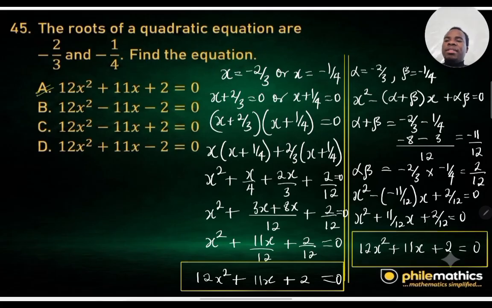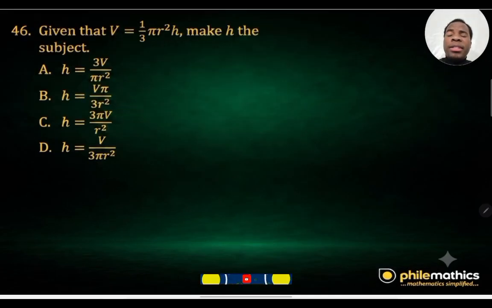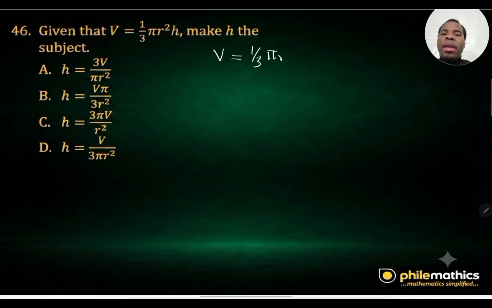That is still A. This is a question on subject of formula that says, given that V equals 1/3 pi r square h, make h the subject. What that means is, if V is 1/3 pi r square h, make h stand alone just the way V is standing alone. So what you have to do is to take away 1/3 pi r square away from h. How do we do that? The first thing you want to do is multiply both sides by 3, and so you have 3v equals pi r square h.